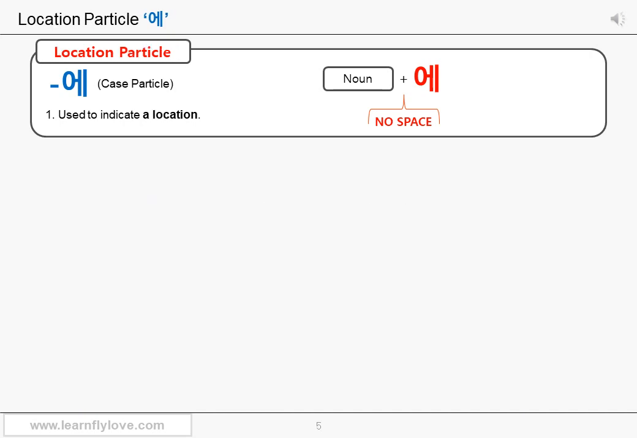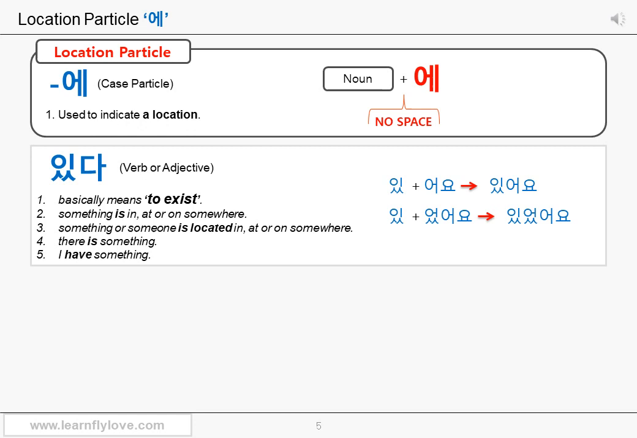The particle 에 can be used to indicate the location, but not any location. In order to understand this usage better, you need to learn one of the two most important predicates in Korean, which is 있다. Yes, this is the same 있다 used with the present continuous ending 고 있어요. Again, this predicate 있다 is super important in learning Korean, so please try to understand the exact usages of this predicate, 있다. 있다 can be either a verb or an adjective. You can just think 있다 is not exactly a verb, and that's enough.